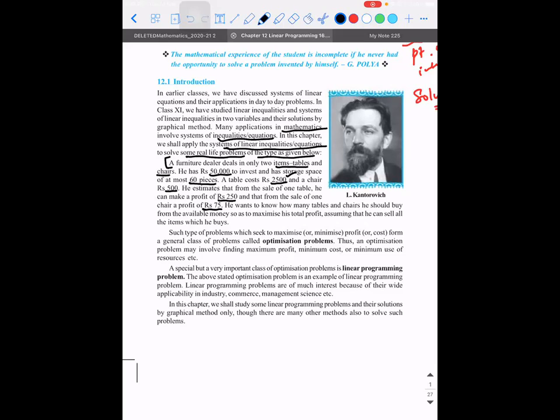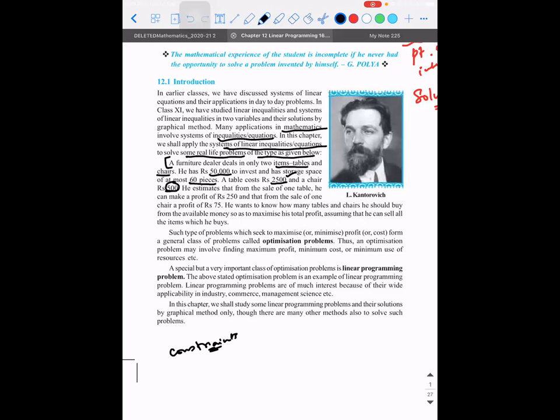2,750. That is the rate at which he is going to sell. Similarly, a chair he is going to buy at 500, while selling he is going to sell it at a rate of 575. So with all these constraints, what do you mean by constraints?